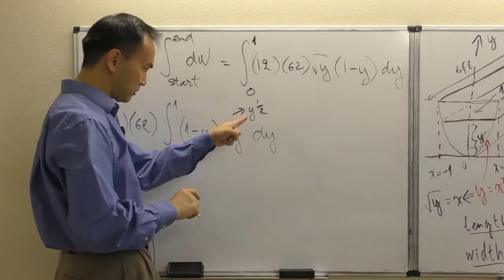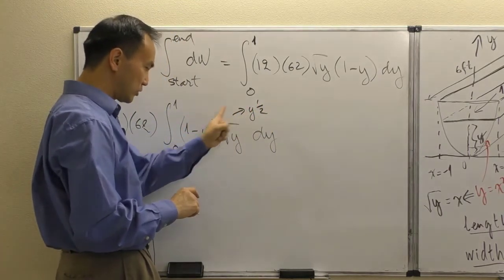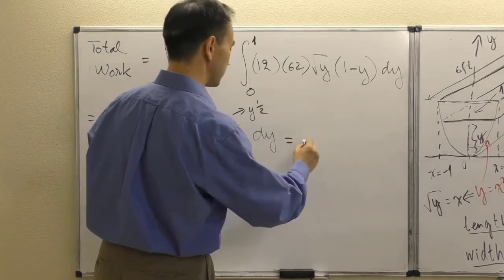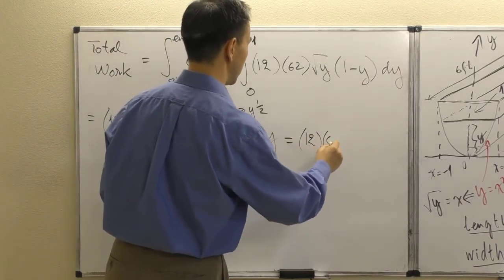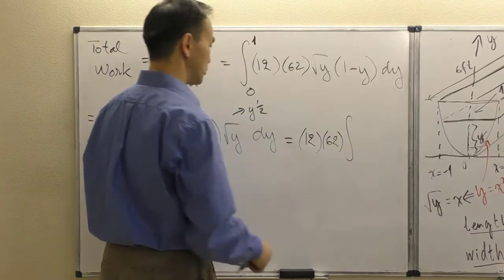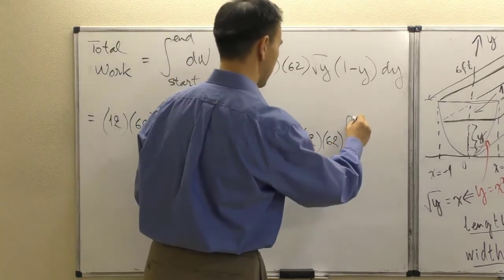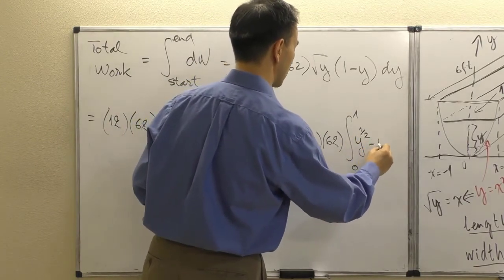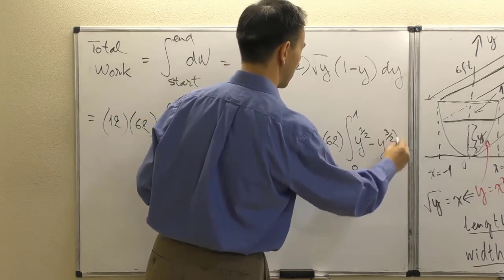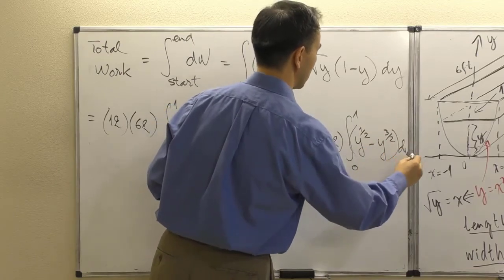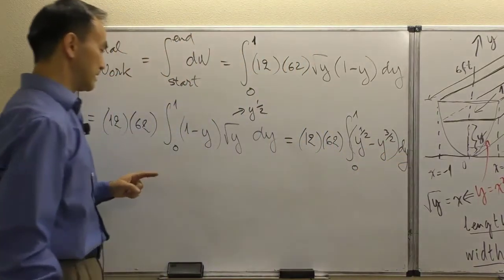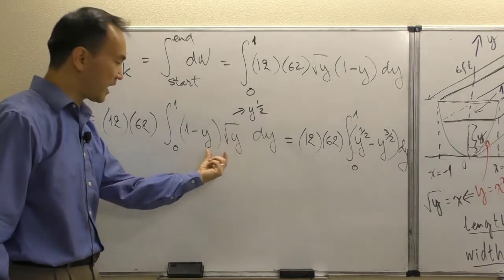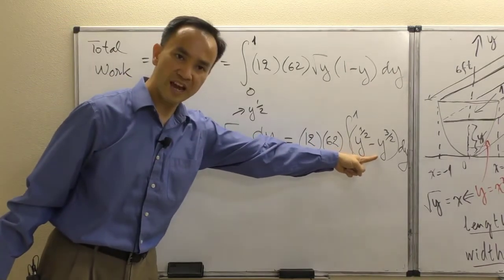Okay, so I'm going to distribute the y to the 1/2 power to each term right here. So my integral in the next steps becomes 12 times 62, multiplying the integral from 0 to 1. The first term becomes y to the 1/2 power minus y to the 3/2 power algebraically, with the dy. That's y to the 1/2 power multiplied with y, which is how I ended up with y to the 3/2 power.